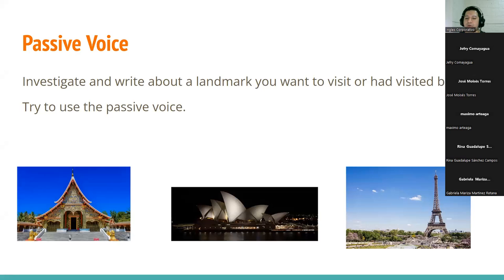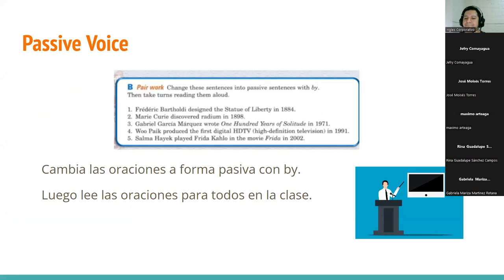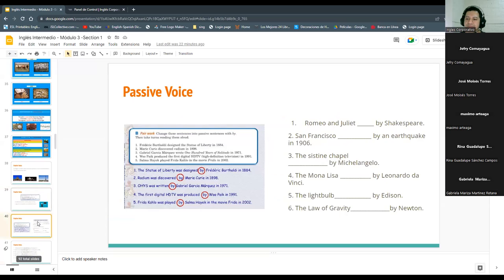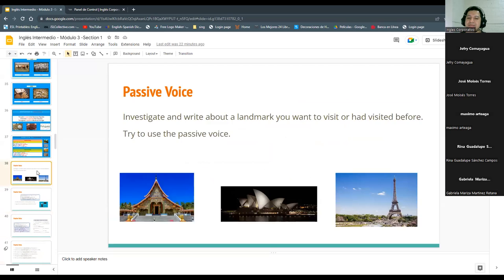And this is the homework. Let's see. What else do we have here before the homework? Some exercises. Yes. We're going to create them. We're going to check the homework. Who did the homework? ¿Quién hizo la tarea? Just to check, to practice the English.